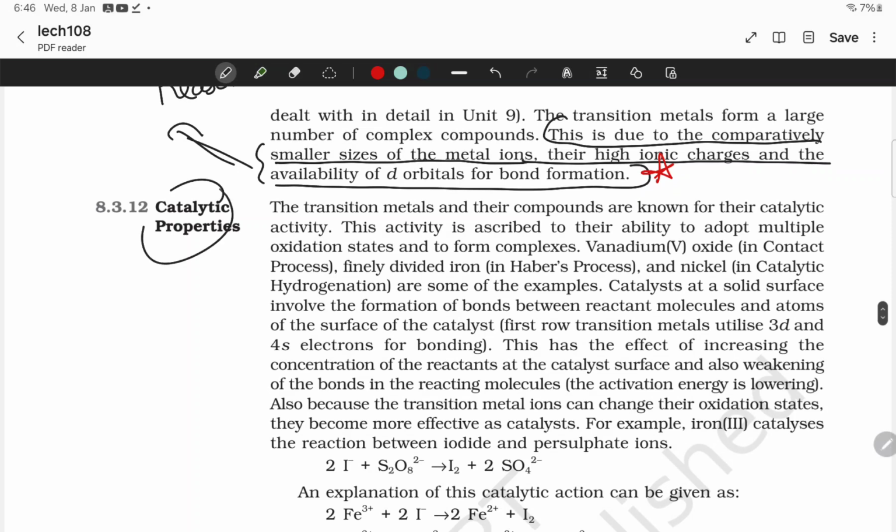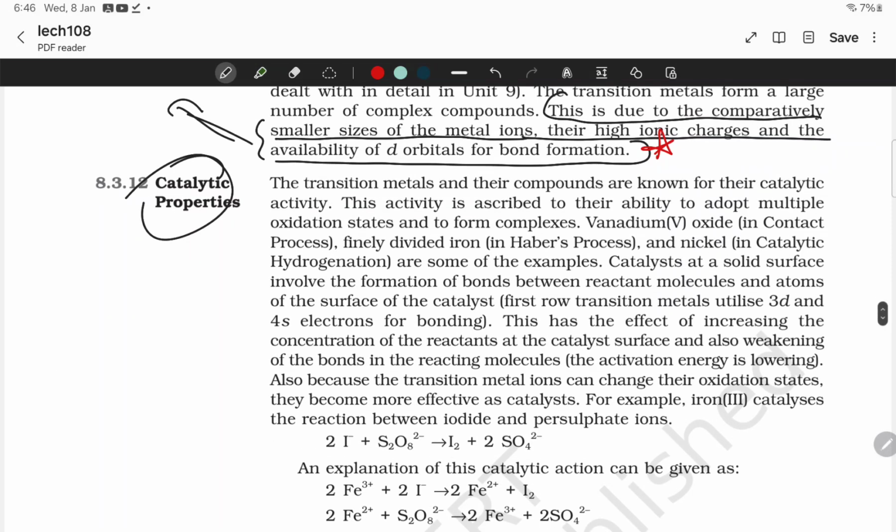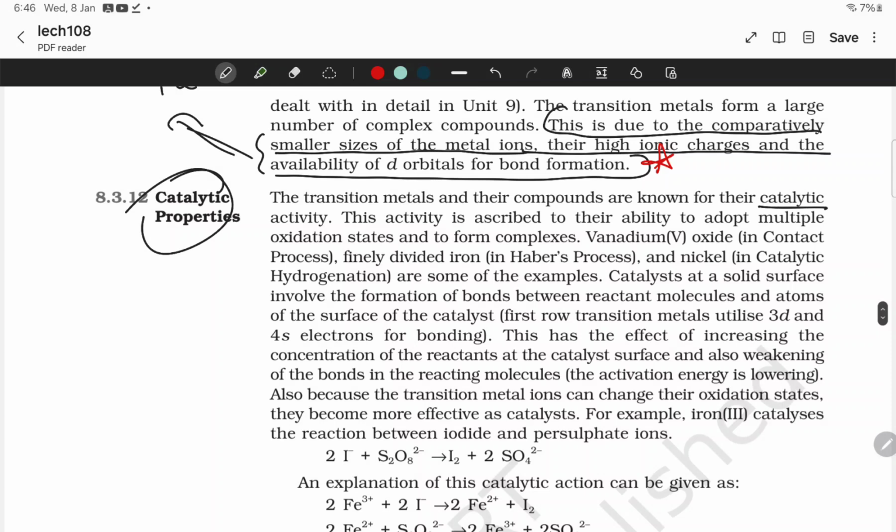Now we have catalytic property. The transition metals and their compounds are known for their catalytic activity. Why do they have this catalytic character? It is due to their ability to adopt multiple oxidation states. This statement is the most important here.